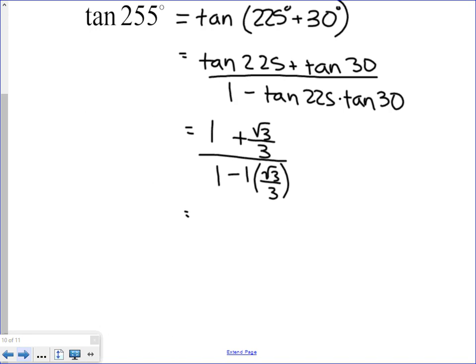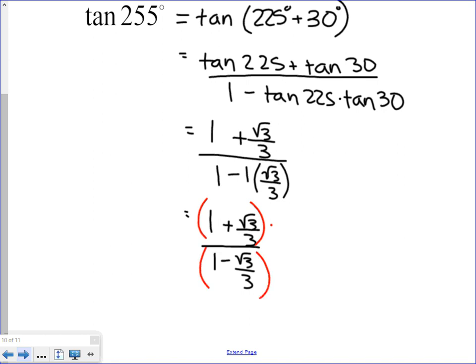And I'll just simplify that real quick. So I have 1 plus square root 3 over 3 over 1 minus square root 3 over 3. Okay, this is, in my opinion, the worst possible scenario, because you have fractions inside of a fraction on the numerator and on the denominator. Here is a great fix for this problem.